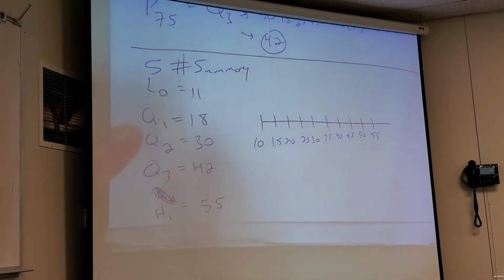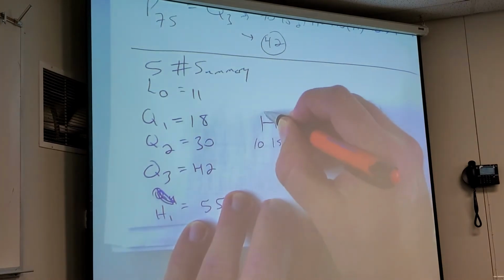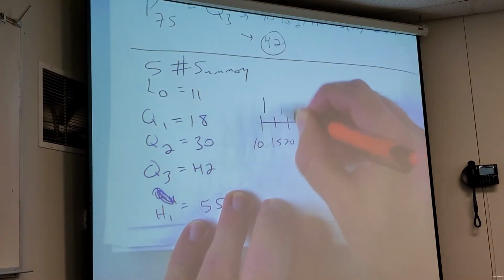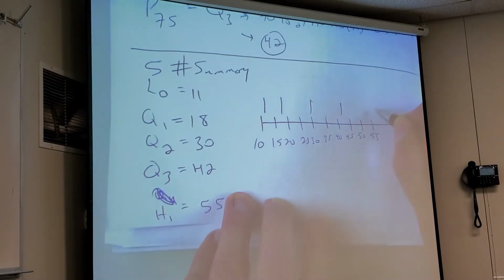I want you to draw a line above each one of these. So I'm going to put a line for 11, 18, 30, 42, 55.